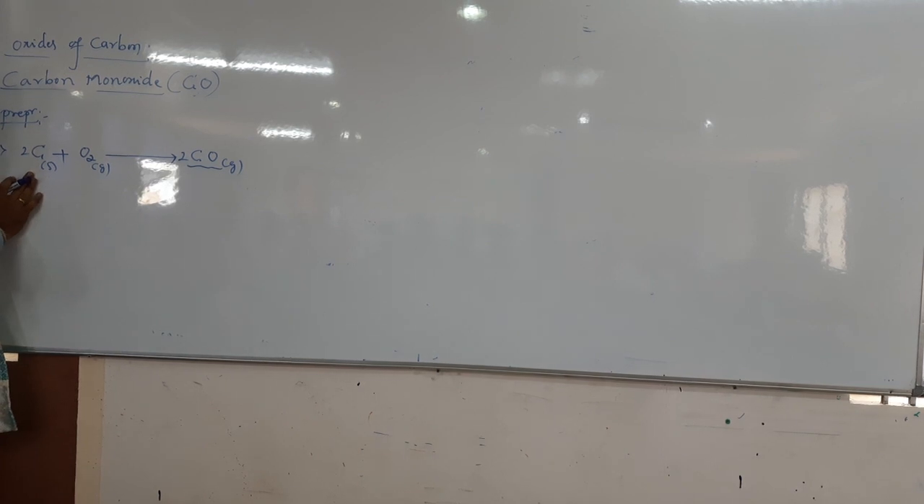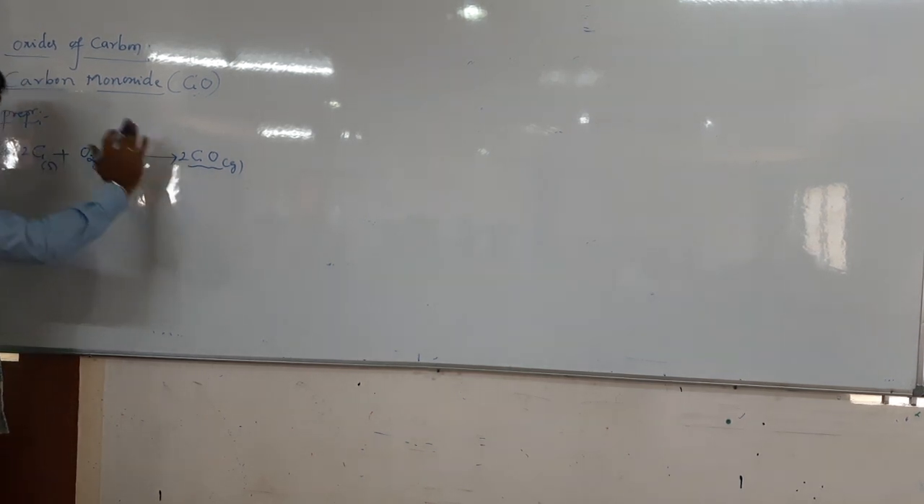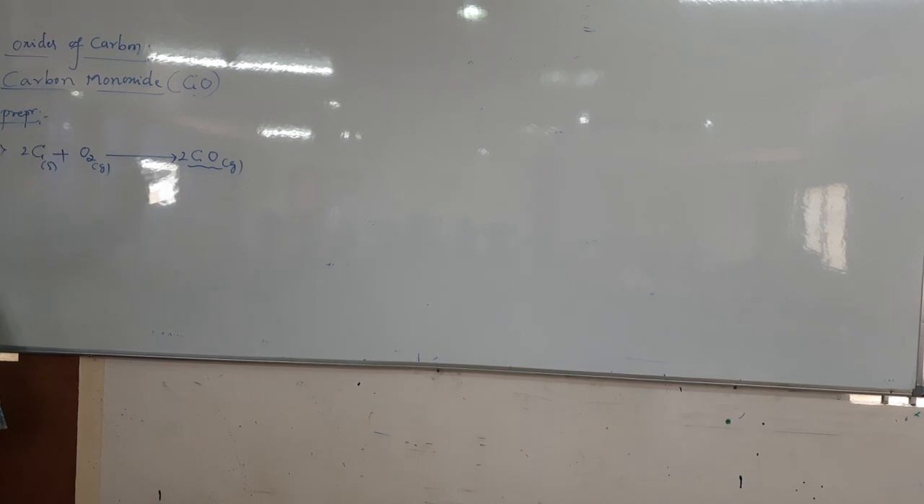Since we have coke here, the coke has to undergo oxidation in the presence of a limited supply of oxygen, guys. Then what we are going to get is carbon monoxide. That is the very first preparation of carbon monoxide. So the second thing, since we know that we have formic acid.